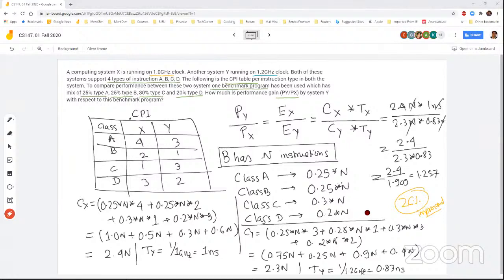But if there is an absolute problem, for example, we know that there are, let's say, 4 million instructions in the benchmark, and the problem asks you to compute the total runtime given this CPI table, in that case you need to actually do this, not just for comparison purposes.